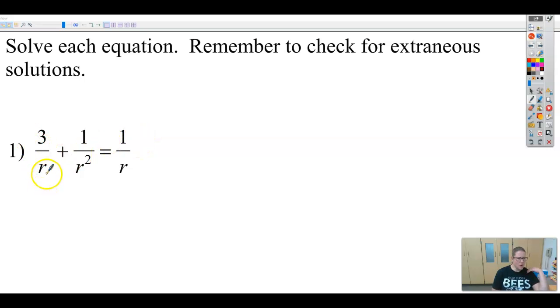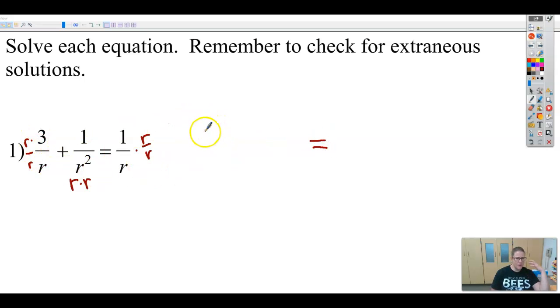So this one's 3 over r, 1 over r squared, and 1 over r. Think of r squared as r times r, right? So if you look at these other denominators, they have r, but they do not have r times r. So this one we're going to multiply by r over r, and this one we're going to multiply by r over r, okay? So that's going to give me that common denominator that I need to combine things.